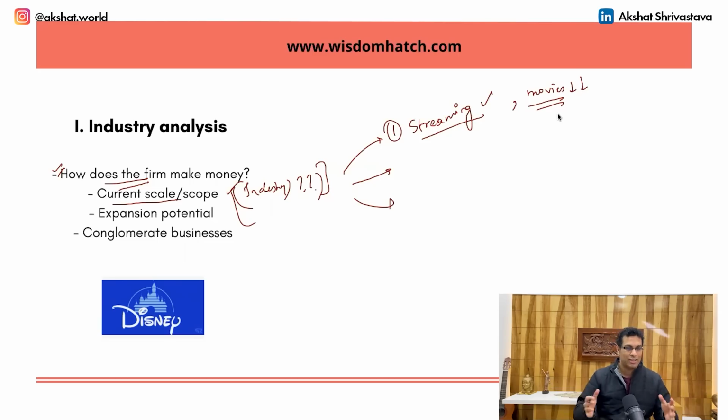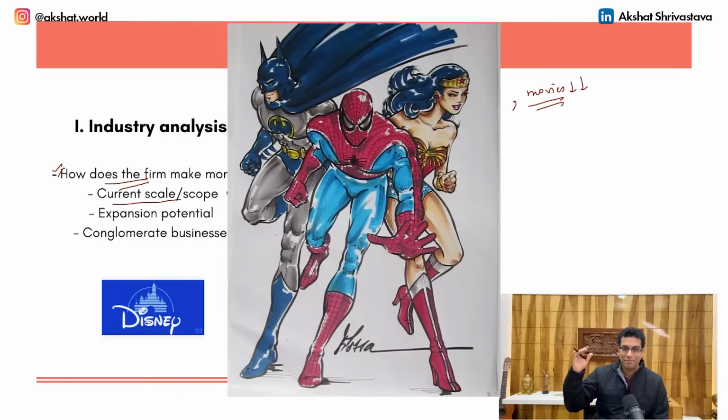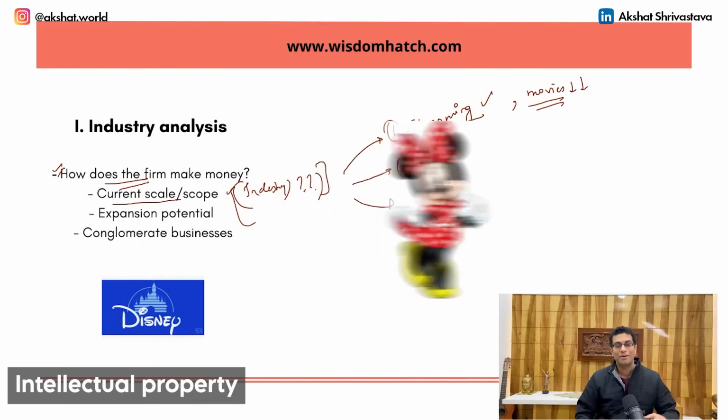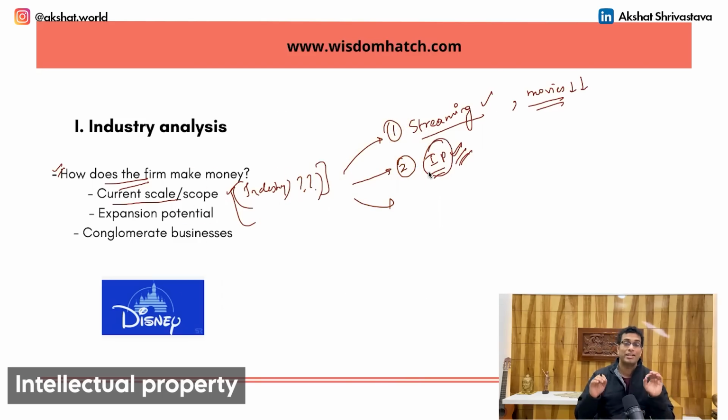So this is one key trend that you will easily observe by Googling, right? What are some of the other key things that you're noticing in this industry? You must be noticing that in the entertainment space, IP is very important. For example, if you're a fan of Spider-Man, Batman, Wonder Woman, what are these? These are literally intellectual properties. Same goes for Mickey Mouse, Minnie Mouse, Scooby-Doo. These are all intellectual properties.